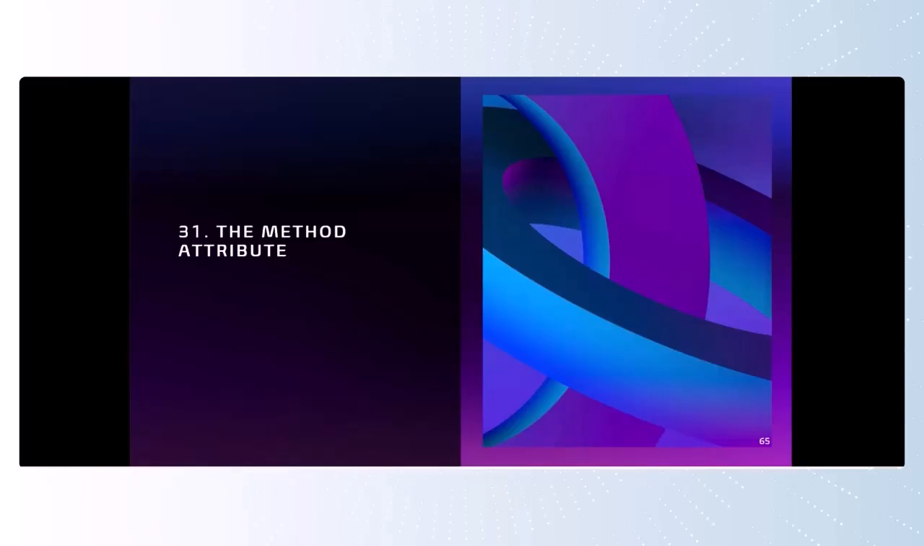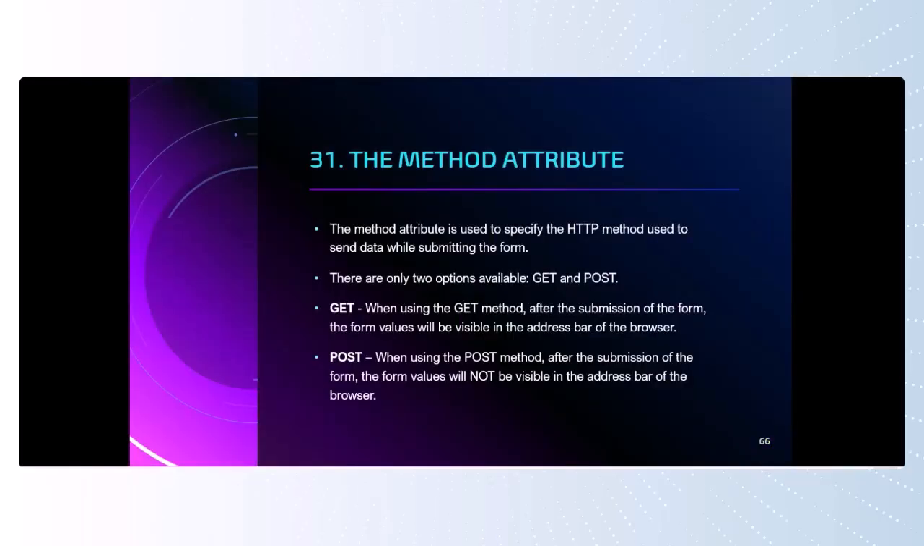The method attribute. The method attribute is used to specify the HTTP method used to send data while submitting the form. There are two options, get and post. Get: after the form is submitted, the values are visible in the address bar of the browser. And post: when you submit the form, the values are not visible in the address bar of the browser. So those are important to know.